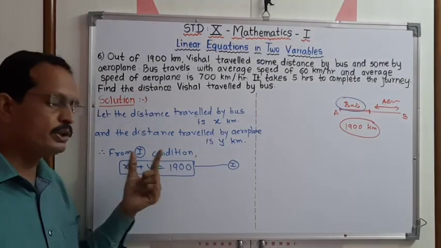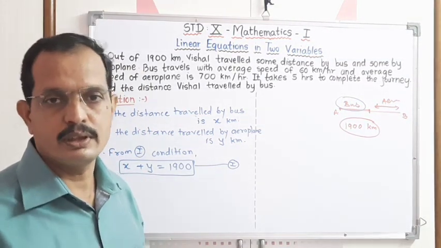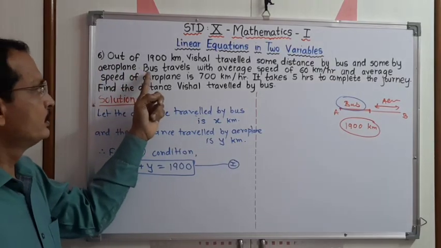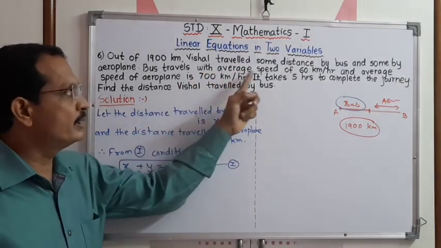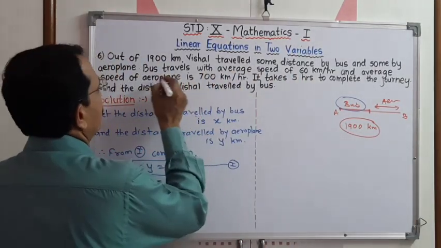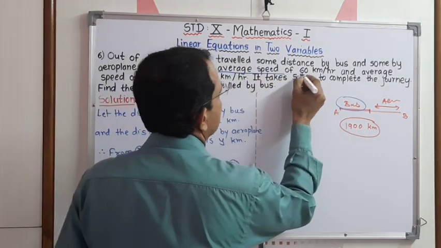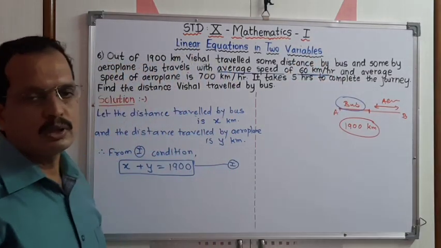Therefore x plus y is equal to 1900. This is our first equation. Now see the second. A bus travels with an average speed of 60 km per hour. Here the average speed of the bus is 60 km per hour. Try to understand the meaning.